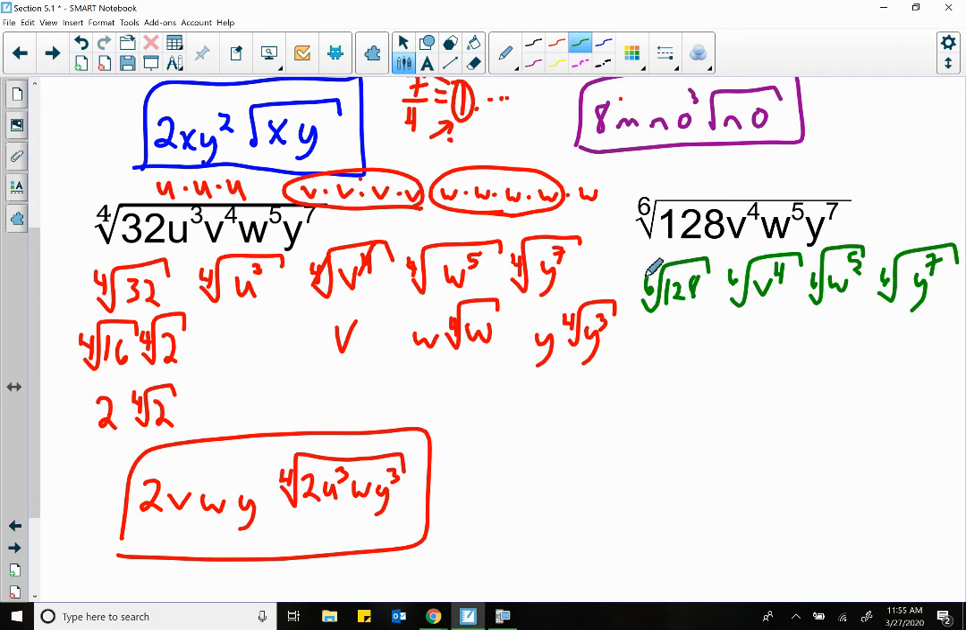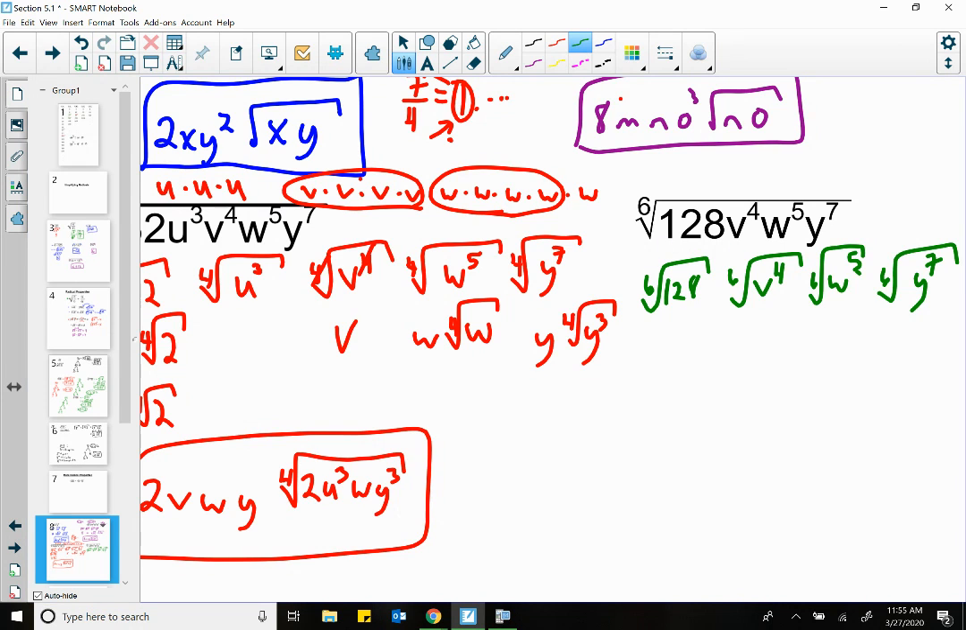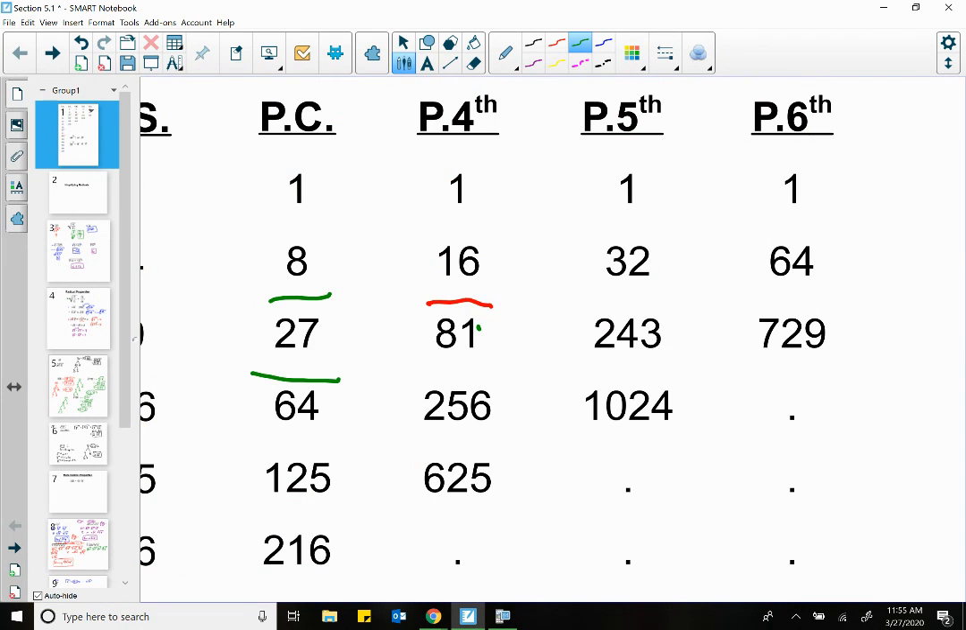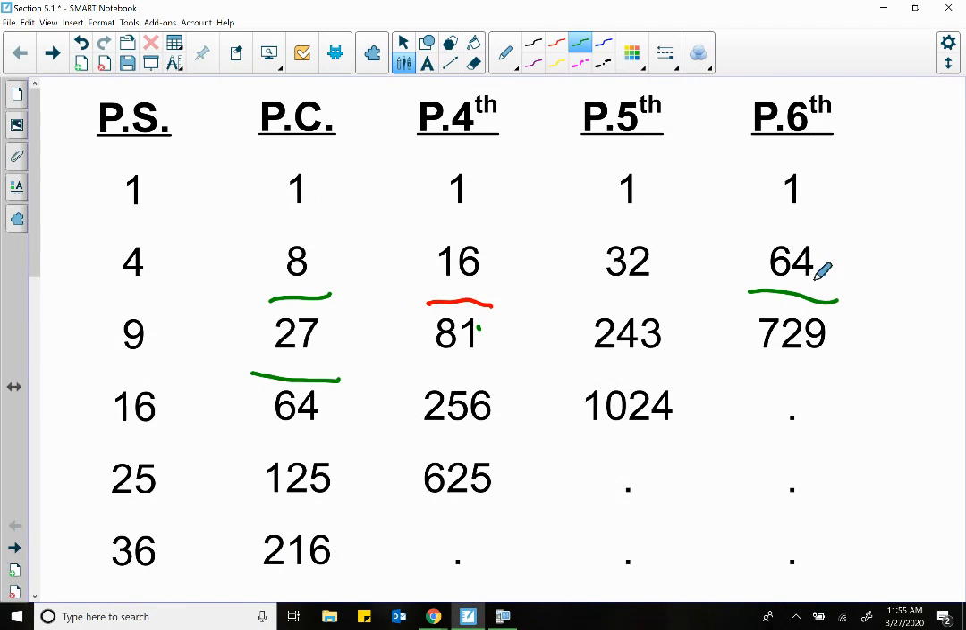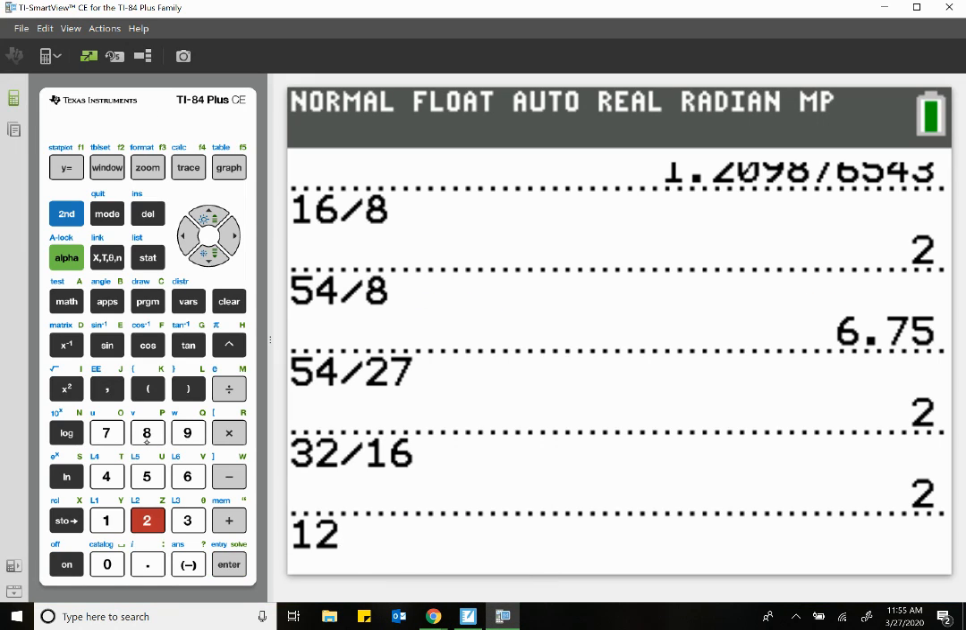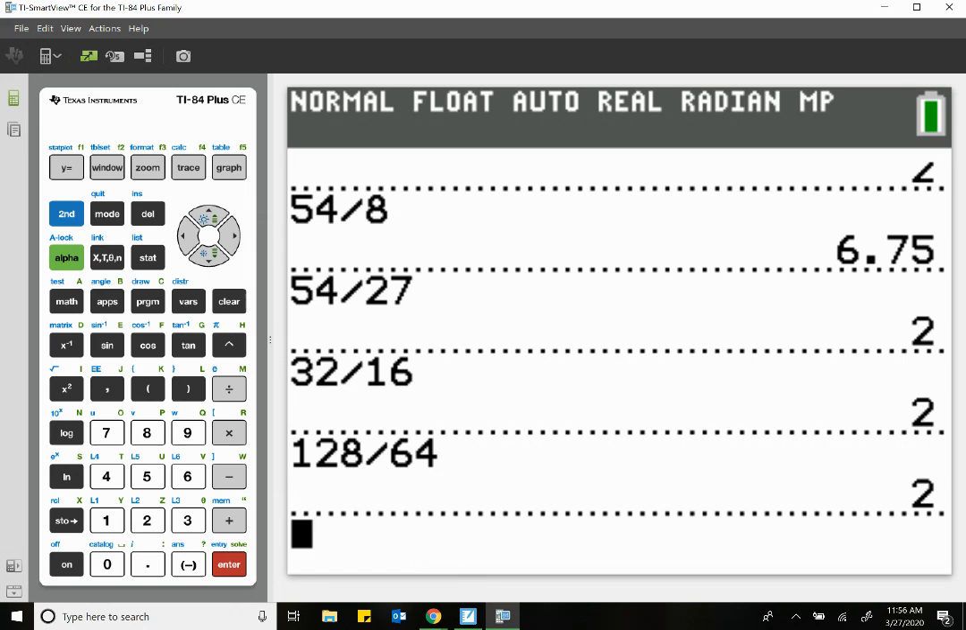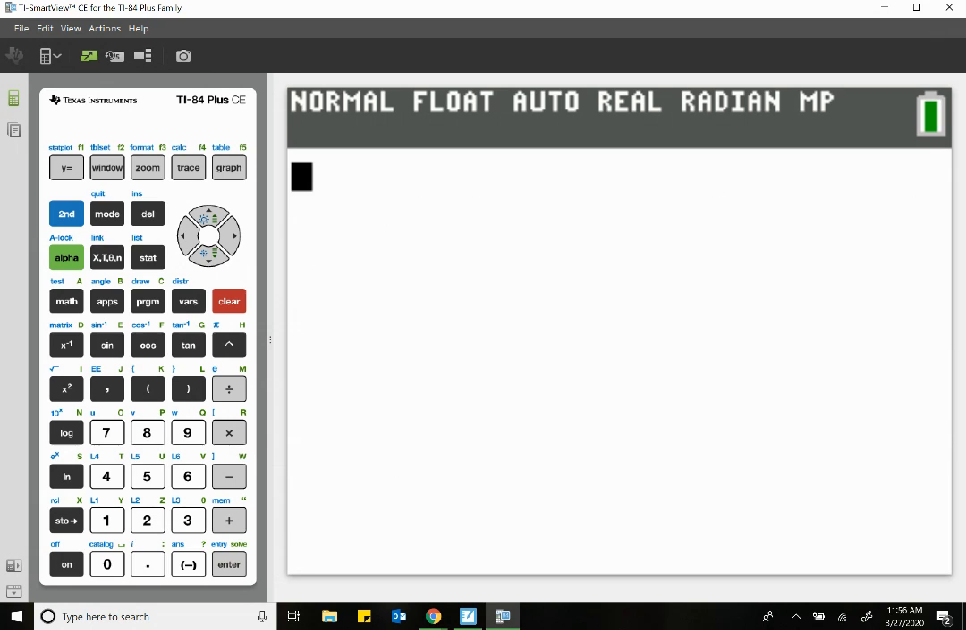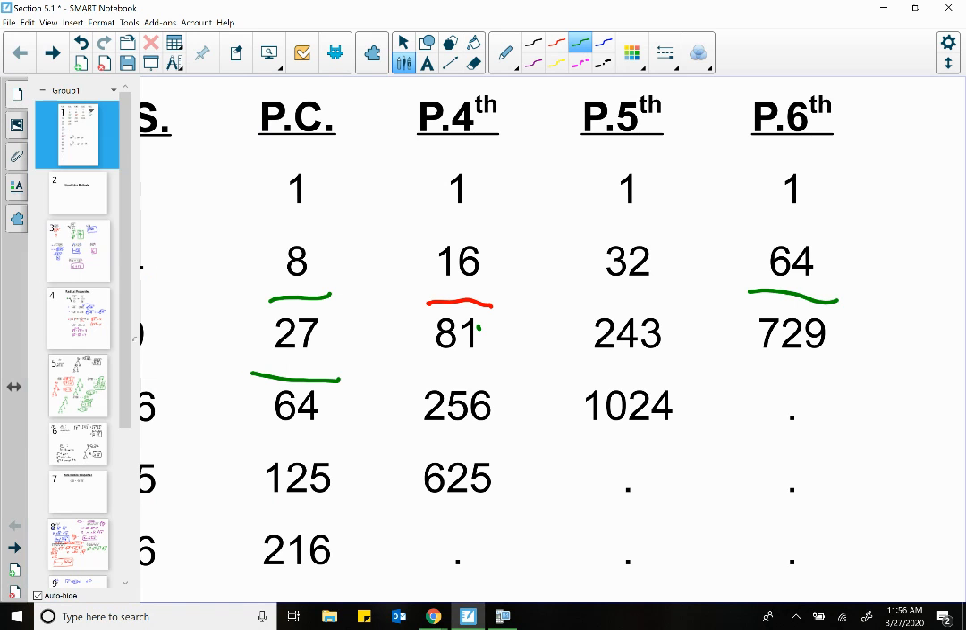Okay? So if you go and look at our perfect 6ths, 128 is not on there. So really all I have to do is check the 64. Okay? So if I go to my calculator, 128 divided by 64. Hey, it works. So this is the perfect 6th, the biggest one, that divides it. All right. So let's go back to our page.